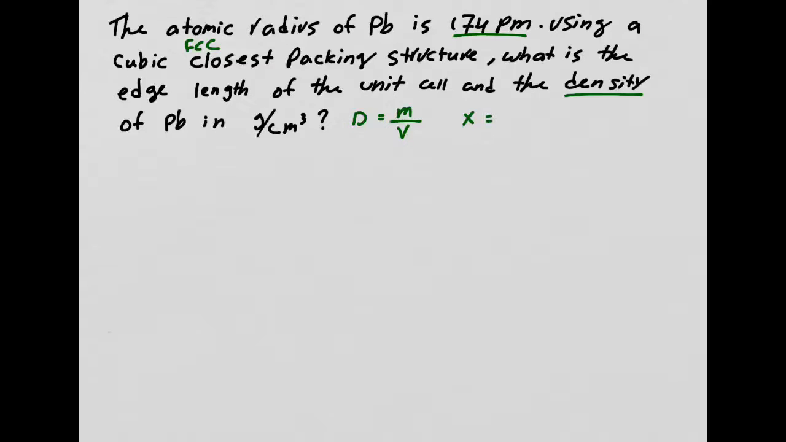So the other thing I want to put down for FCC, I know that the edge length, the x, is equal to square root of 8 times r. Okay? And the other thing that I know is that the volume of a cube is x cubed, and the x is square root of 8 times r. So those are the pieces of information I know before I even read the question. I know it's FCC, so this is the edge length for FCC. The volume of the cube is x cubed, and this is my x. And I know density is mass over volume.